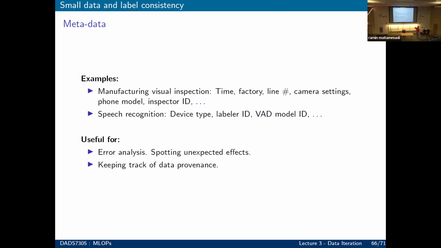But when it comes to speech recognition, it could be device type, labor ID, VAD model ID, or version, and so on. All of those are metadata. They don't go to your model, but you will use it later when there is an issue with a pipeline or with a model output to figure out, okay, is this model related or is this something outside of the model? If you don't know, let's think about the manufacturing pipeline.